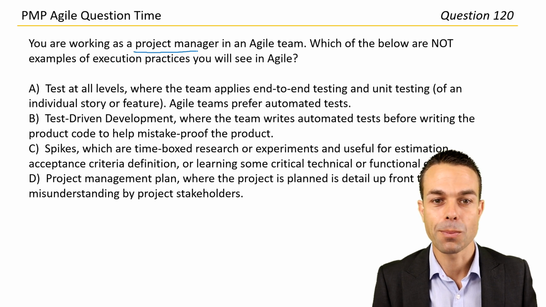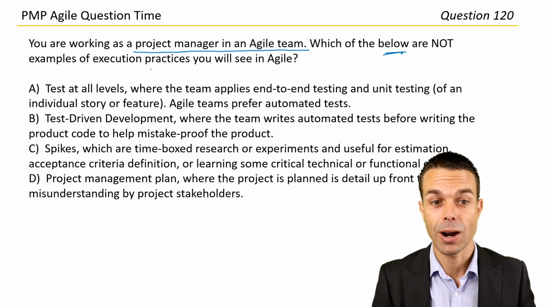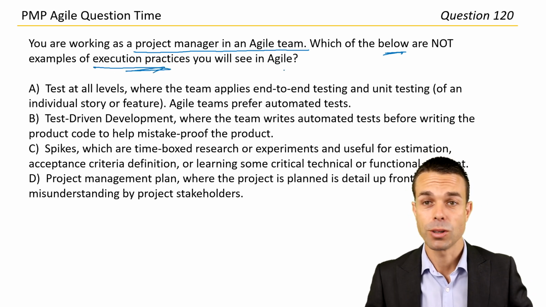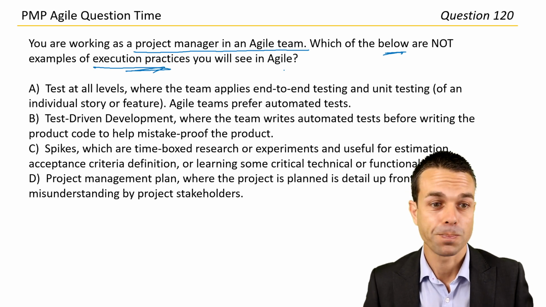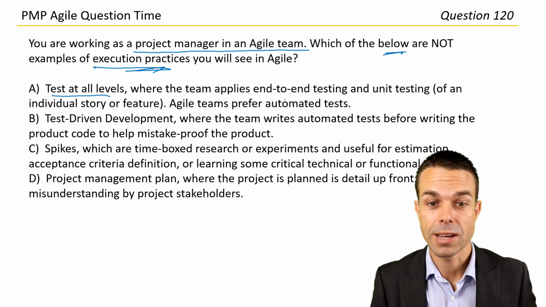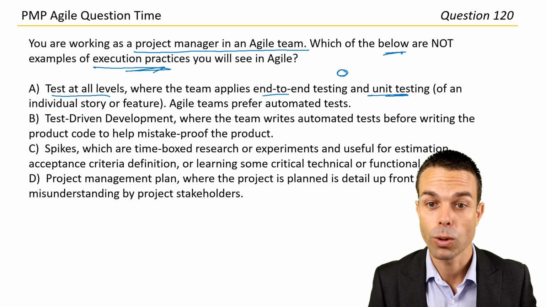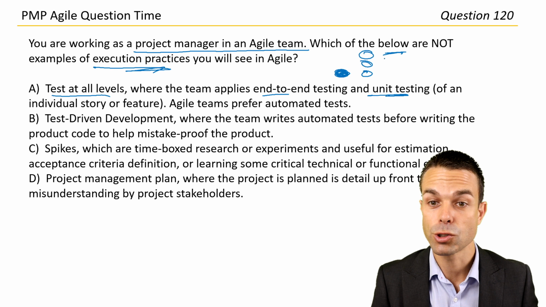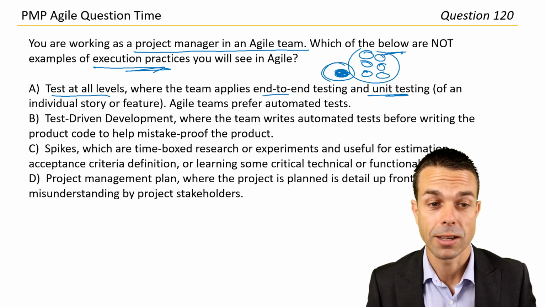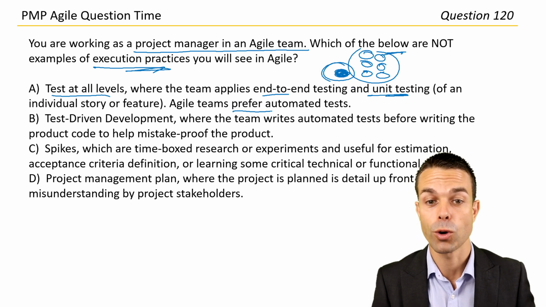You're working as a project manager in an Agile team. Which of the below are not examples of execution practices you will see in Agile? So these are the things that we'll do on a daily basis to execute our project in an Agile environment. We've got test at all levels, where the team applies end-to-end testing and unit testing. So we're testing at the story level, and then we're testing when there's a bunch of stories together. So we're doing overall testing, but we're also doing single story testing. We're testing at all levels of the project. Agile teams prefer automated tests.